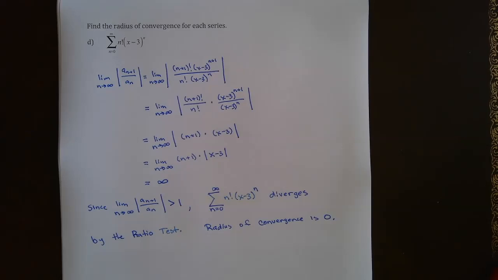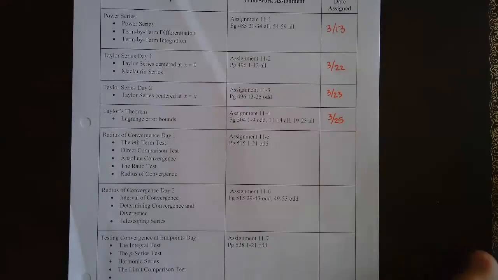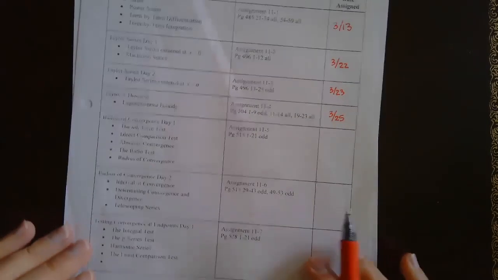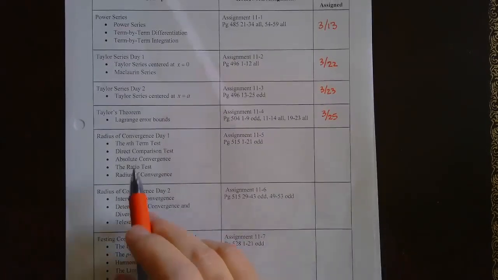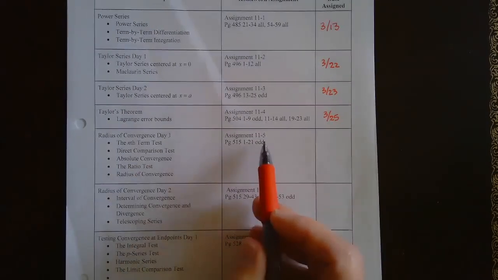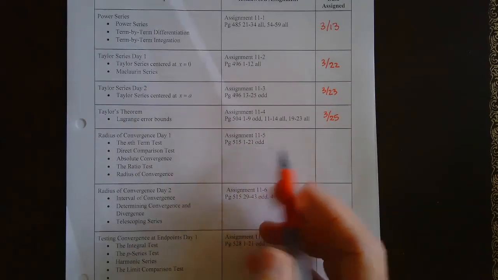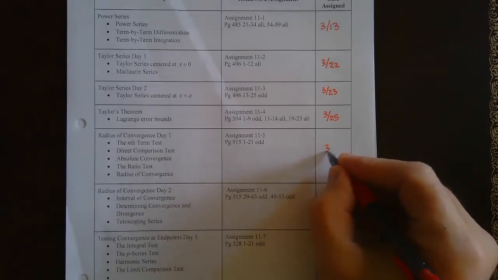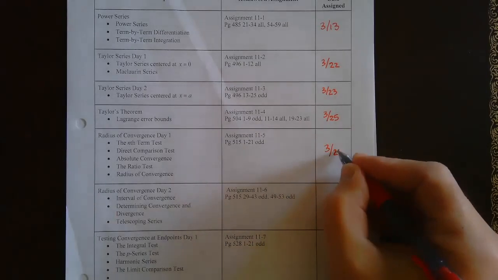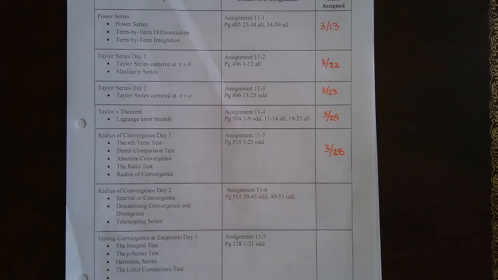One last thing I forgot to tell you guys. Back to our assignment sheet. I want us to do the radius of convergence day 1, and it's assignment 11-5, page 515, 1 through 21 odd. And again, this is helping me keep track of what we're doing. So March 28th.